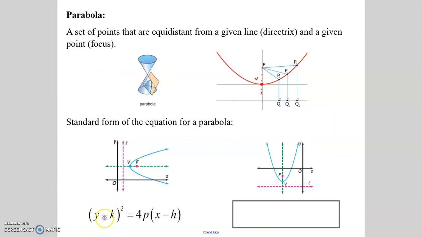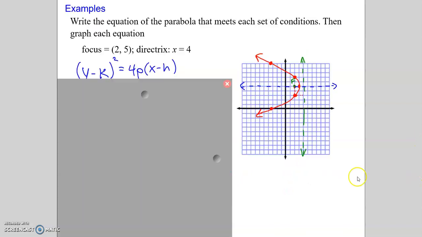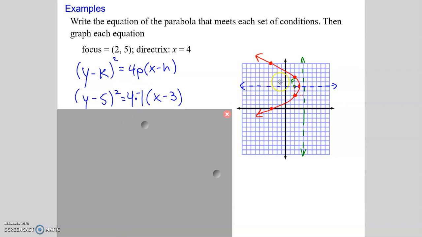minus k squared part, and then the x minus h is going to be over here with the 4p. But because it's to the left, I know that p is going to be a negative number. So that's how I know it's going to be this version right here with the y minus k squared. Then I look at the vertex that I plotted and I plug that in here. So that is the point (3, 5). That's halfway in between those two things. So I plug in 3 there with x, and a 5 there becomes y minus 5 squared right there.